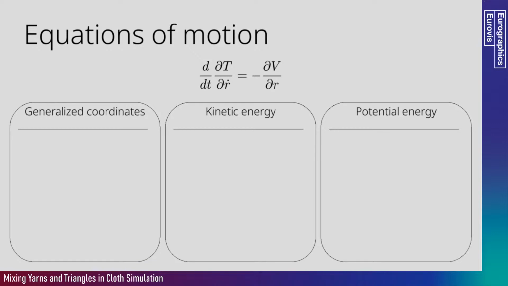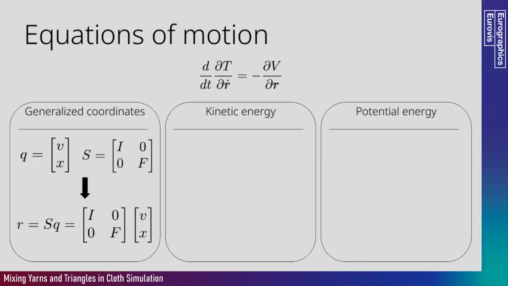To derive the equations of motion, we use the Euler-Lagrange equations. First, we need to define the generalized coordinates. The generalized coordinates are a set of independent and non-redundant coordinates that represent the state of the system. In our case, the triangle vertices and the yarn displacements are redundant, but when we add the kinematic filter, they become non-redundant. Therefore, S times Q represents our generalized coordinates. Here, we use the generalized filter S.